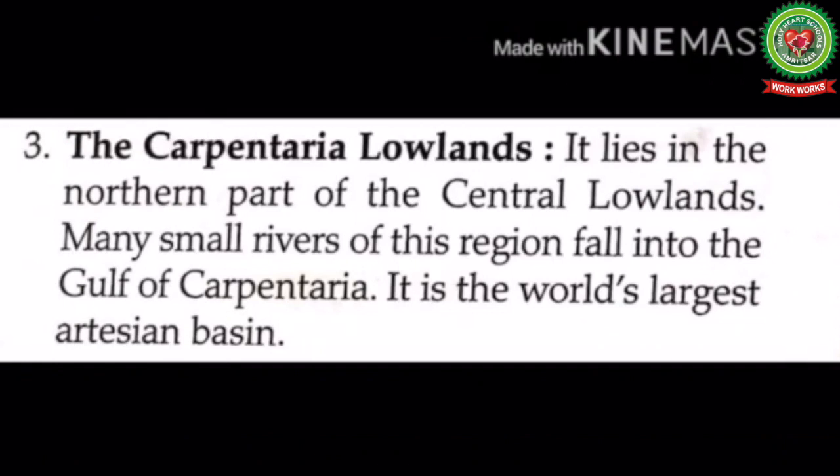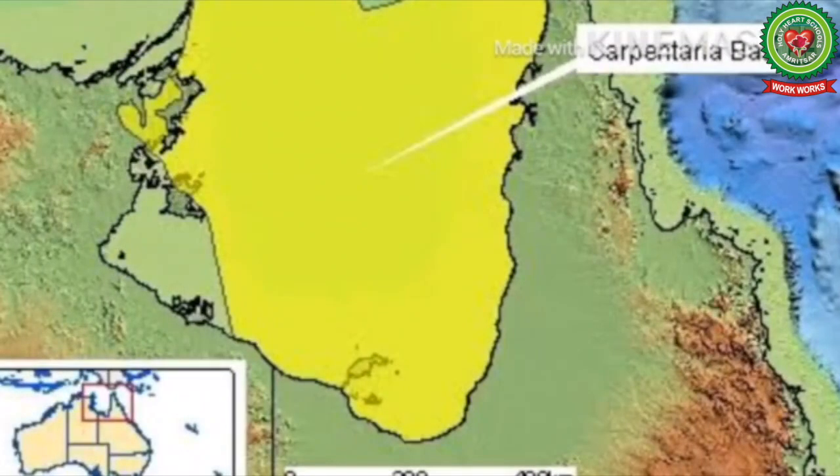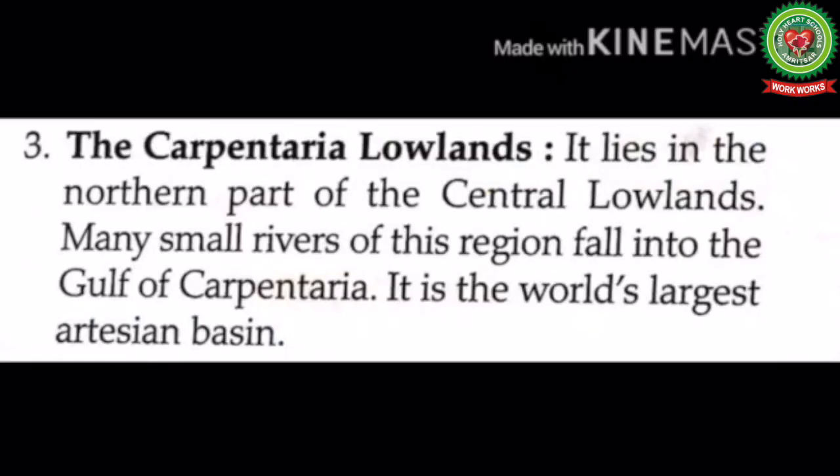Number 3, the Carpentaria Lowlands. It lies in the northern part of central lowlands. Many small rivers of this region fall into the Gulf of Carpentaria. It is the world's largest artesian basin.